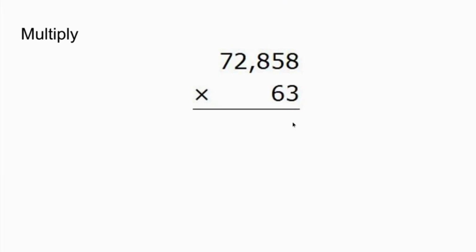3 times 8 is 24. Write out your 4, carry over a 2. 3 times 5 is 15. 15 plus 2 is 17. Write out your 7, carry over a 1. 3 times 8 is 24. 24 plus 1 is 25. Write out a 5, carry over a 2.